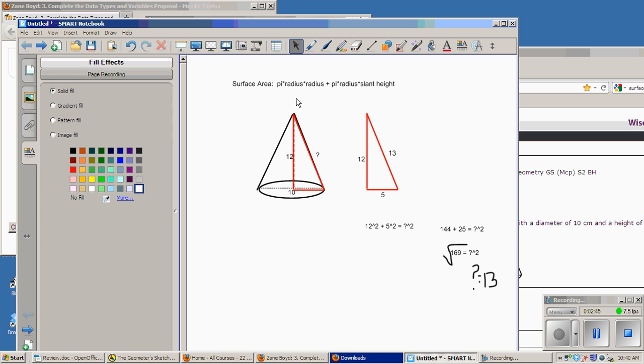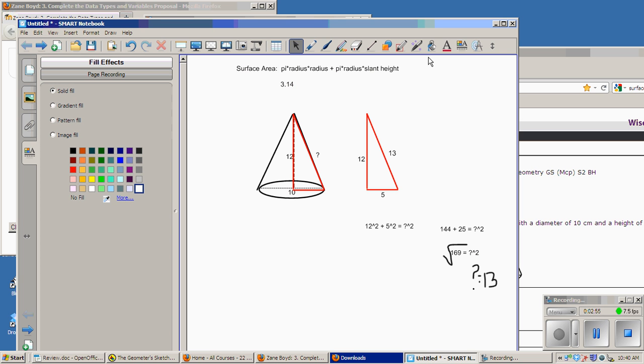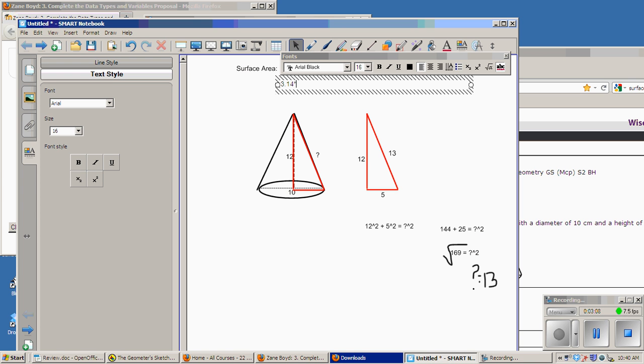Now I'm going to use the formula that they gave me for surface area. So pi, I guess they said use 3.14. Pi times the radius. Radius is that length 5. Remember, radius is half of the diameter. So pi times 5 times 5, so pi r squared, plus pi times the radius times the slant height, which is what we just found to be 13.